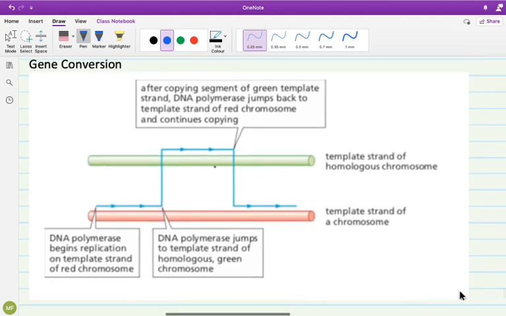So, DNA polymerase begins replication on the template strand of the red chromosome. After copying, DNA polymerase jumps to the template strand of the homologous green chromosome. Now, after copying a segment of the green template strand, DNA polymerase jumps back to the template strand of the red chromosome. This phenomenon has also been reported.